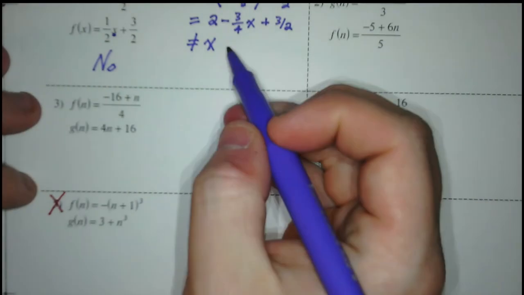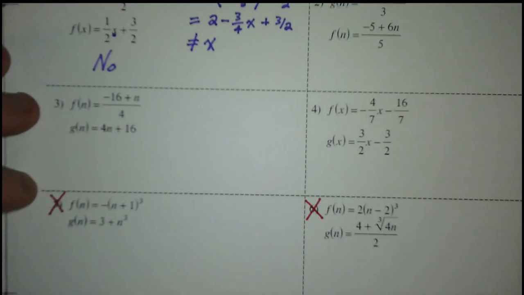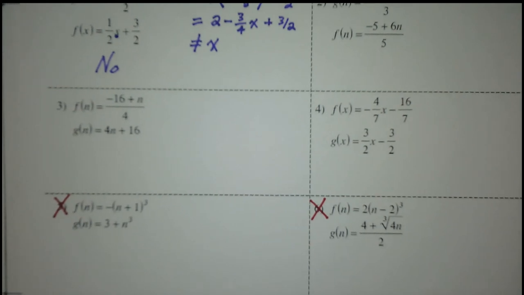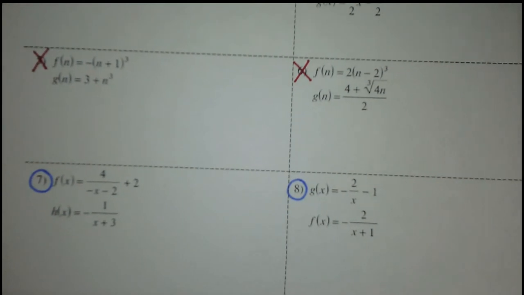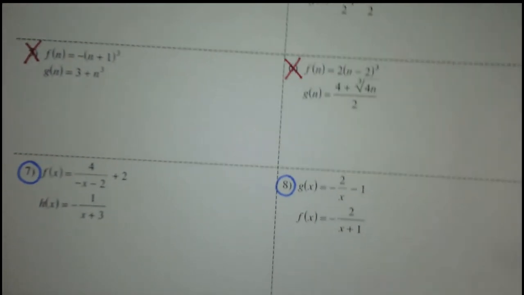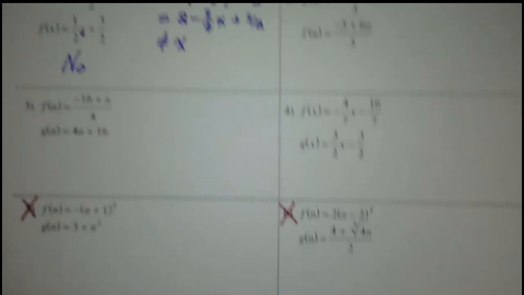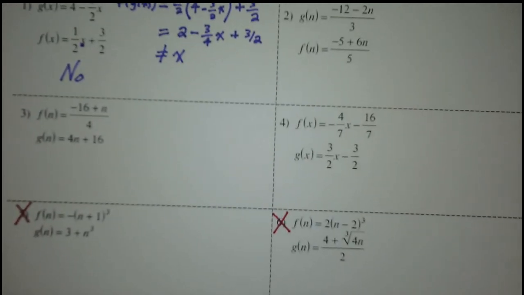So if you had gotten x, you would have done the other way around. You would have done g of f. And if you get x both times, then they are inverses. So give that a try, and let me know if you have any questions with that. Again, number 5 and 6, don't do unless you really, really want to. And same thing with number 7 and 8. Don't need to do it. Just give number 2, number 3, and number 4 a try.